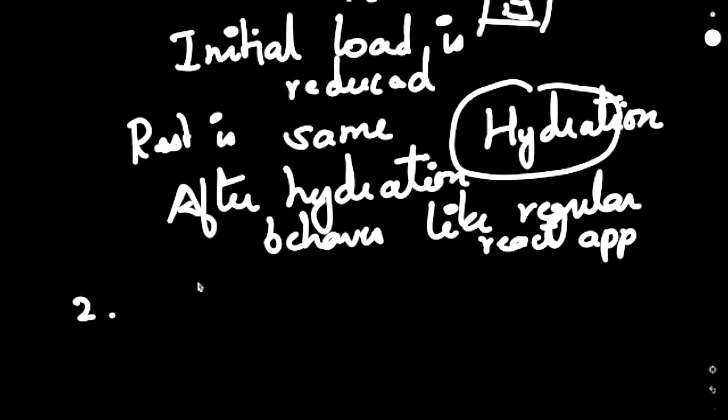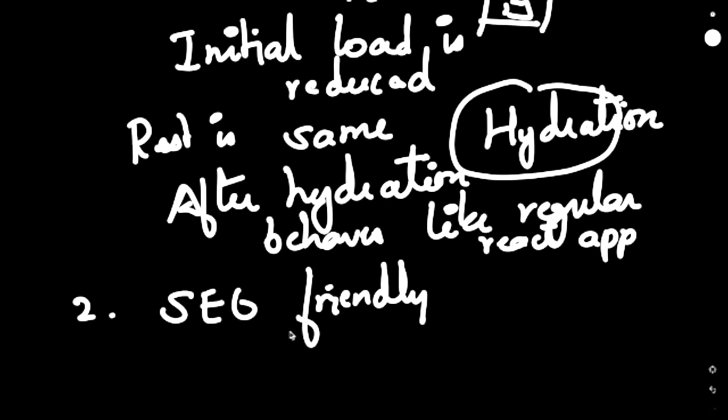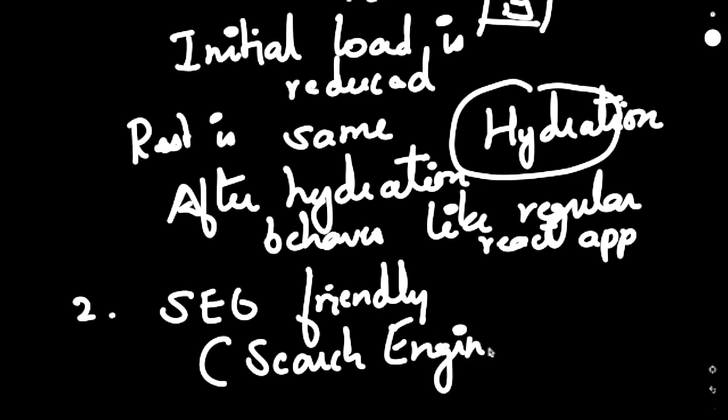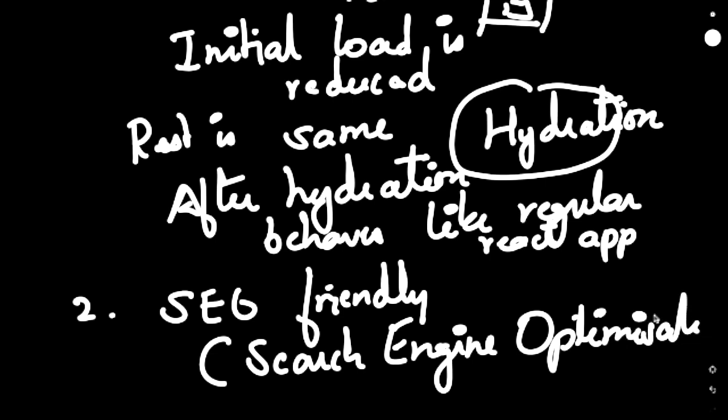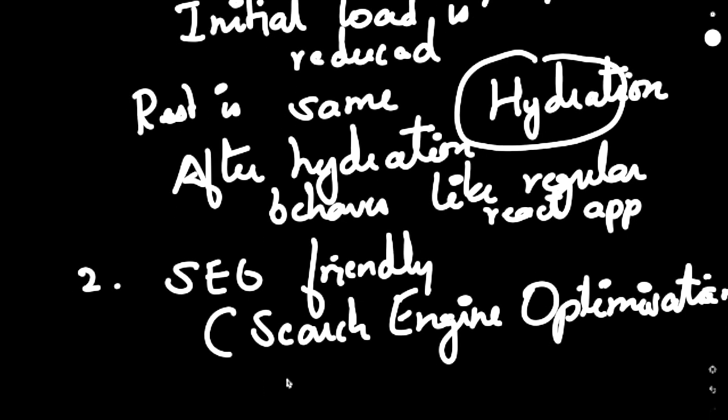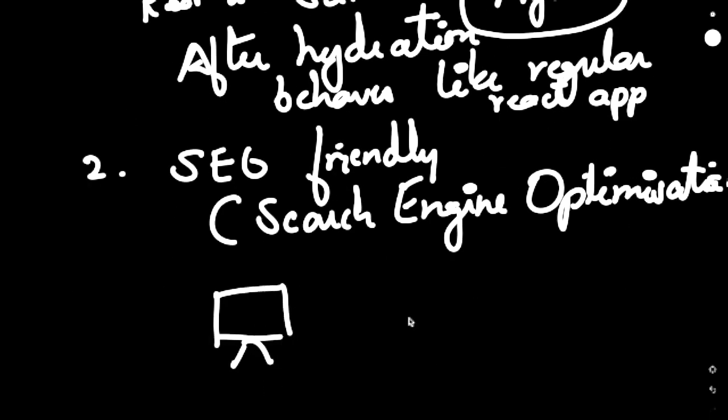The second important feature that Next.js offered was being SEO friendly. SEO stands for Search Engine Optimization. Search engine optimization is the ranking of websites based on the keywords that the user inputs. Let's see how this works.